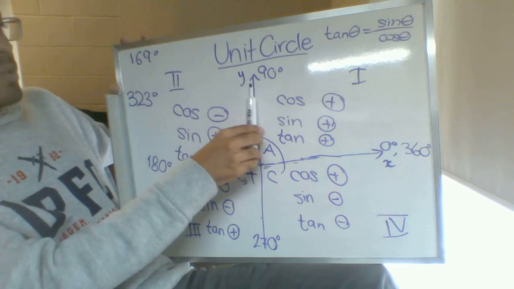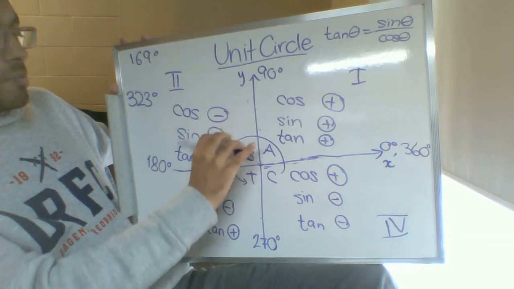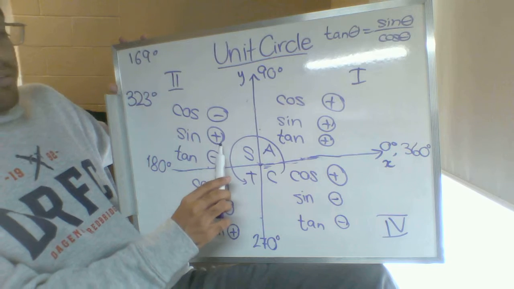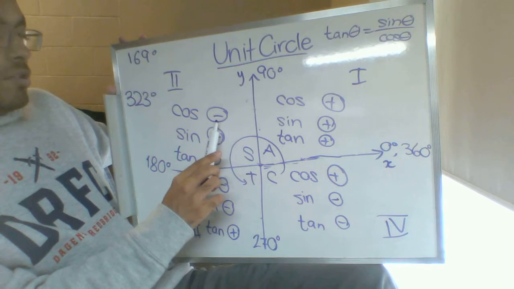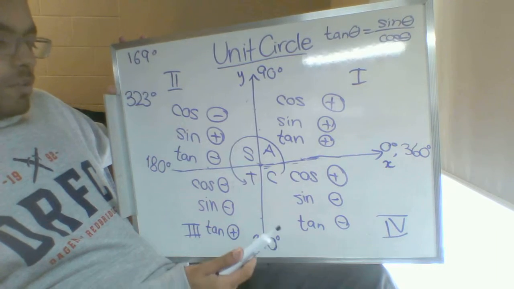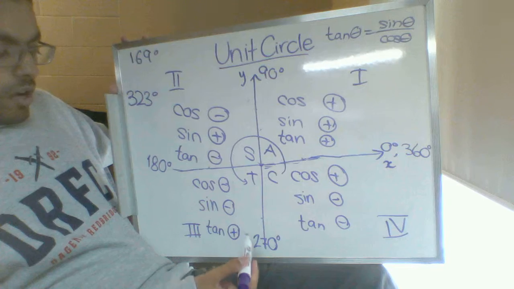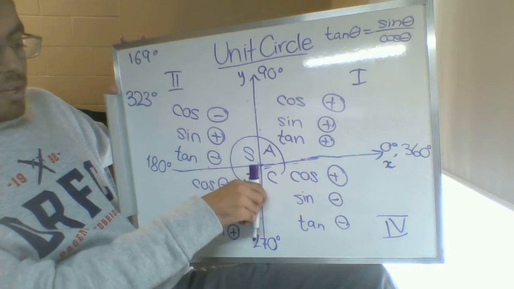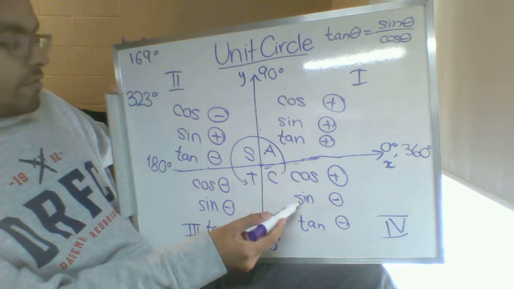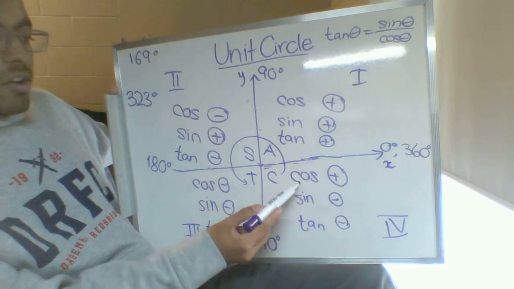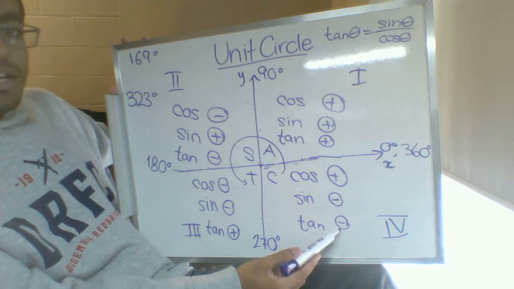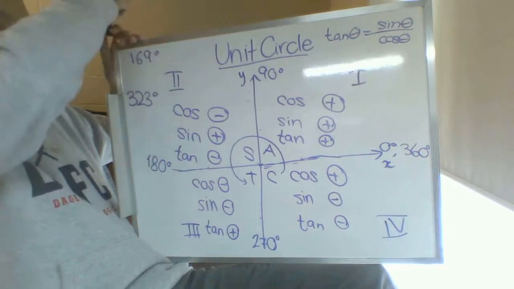Well, 169, well, that's between 90 and 180, so it must be somewhere in here. So sine of 169 will be positive something, I can't tell you what. Cosine of 169 and tangent of 169 will be negative. All right, and for 323, that's between 270 and 360, so it's somewhere over here. So sine of 323 is negative, cosine 323 is positive, and tangent 323 is negative. So that's how the unit circle works.